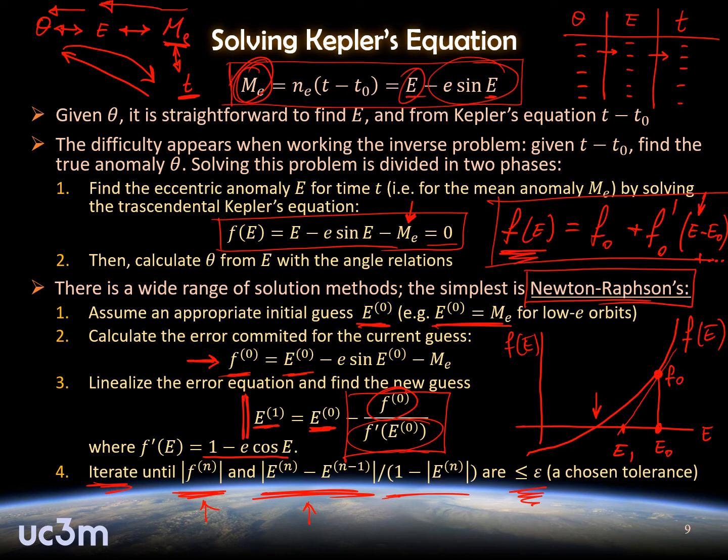So we can continue the procedure. We can compute the error here, compute the line that goes through that point, and then we will get E2, and so on and so on. And you see that just in a few iterations you can get very, very close to the actual solution of that problem. Again, the reason that we have to use this is because we cannot invert this equation directly. This is a transcendental equation, and that's why it's not possible to do it by hand. So this is one of the best ways that exists to find the solution of this equation when working in this direction, from time to eccentric anomaly.